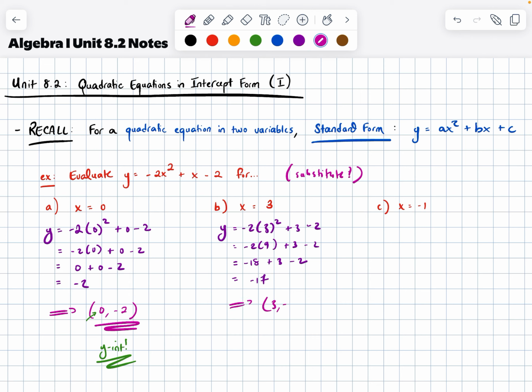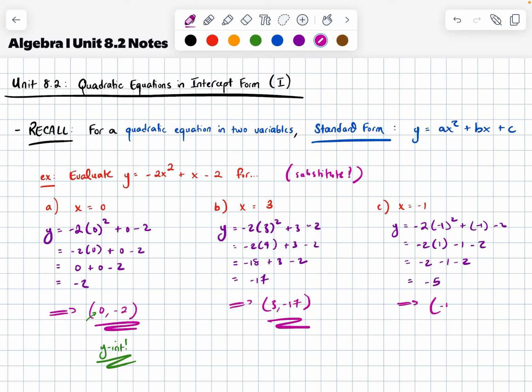What this, of course, tells me in context is that the point 3 comma negative 17 should show up on my parabola. And last but not least, x equals negative 1. So here, if x is negative 1, y is going to be negative 2 times negative 1 squared plus negative 1 minus 2. Simplifying, negative 2 times negative 1 squared means negative 2 times 1. Plus negative 1 really just means minus 1, and then minus 2 at the back. Negative 2 times 1 is negative 2. And then combining all those like terms, negative 2 minus 1 is negative 3. Minus 2 from negative 3 gets you to negative 5.